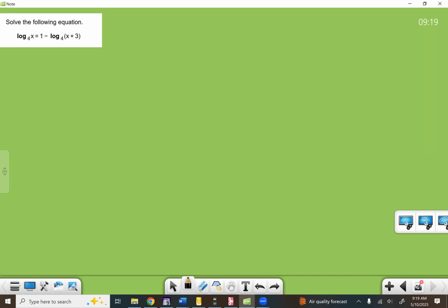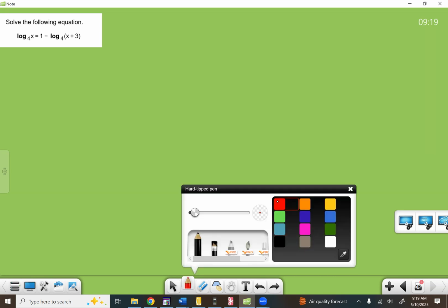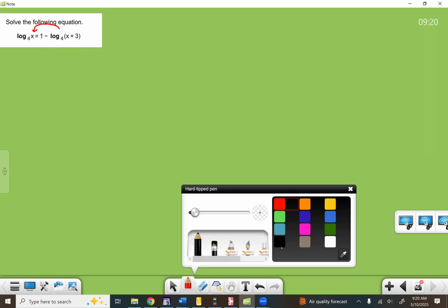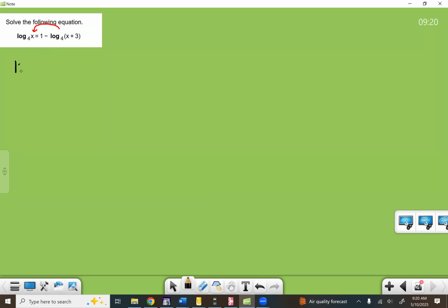Now remember how we do that, or when we do that, it's going to become a positive, because technically what we would be doing is adding this log base 4 of x plus 3 to get it to cancel with the minus log base 4 of x plus 3. So I'm going to move it over to the other side, and remember that it's going to be a plus when I move it over. So we have our log base 4 of x that was already there, but now we're going to have the plus log base 4 of x plus 3 that's going to join it.